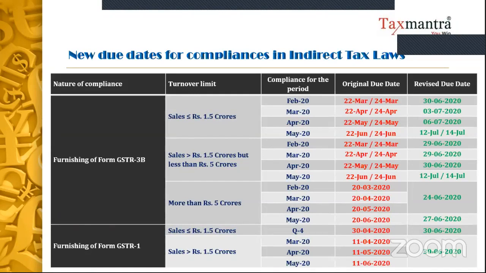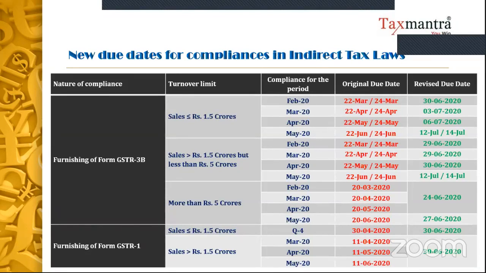In case of May GST 3B filing for those having more than 5 crore turnover, earlier it was the due date of 20th of June. Now it has been extended to the 27th of June. In case of furnishing of GSTR 1, any taxpayer having less than 1.5 CR turnover and opting for the quarterly return for GSTR 1, the earlier due date was 30th of April. It has been extended to the 30th of June.